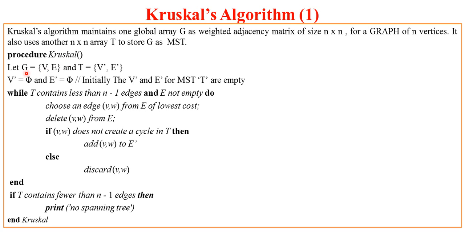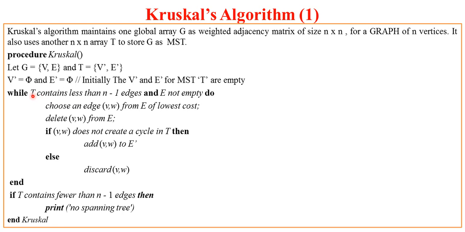We have a graph G which is a set of vertices and edges, and we are going to generate a spanning tree T which has V dash and E dash as a set of vertices and edges respectively. Initially both these sets V dash and E dash are empty. That shows that tree doesn't have anything in it. Tree is empty.